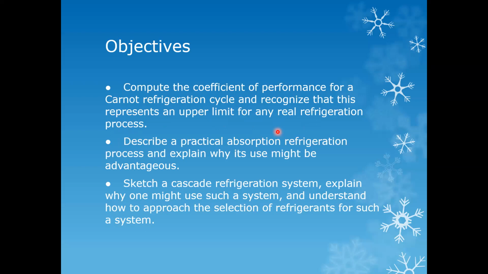The first objective is to compute the coefficient of performance for a Carnot refrigeration cycle and recognize that this represents an upper limit for any real refrigeration process. Next, we describe a practical absorption refrigeration process and explain why its use might be advantageous. And next is sketch a cascade refrigeration system, explain why one might use such a system, and understand how to approach the selection of refrigerants for such a system.